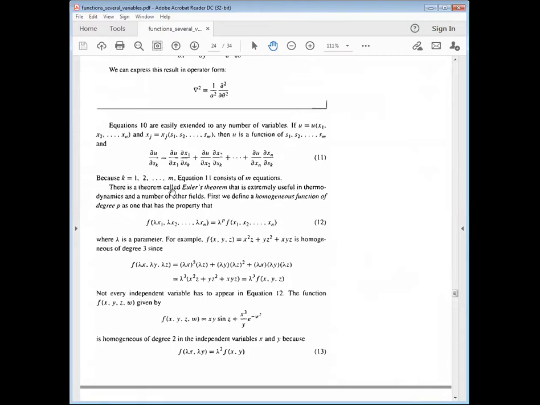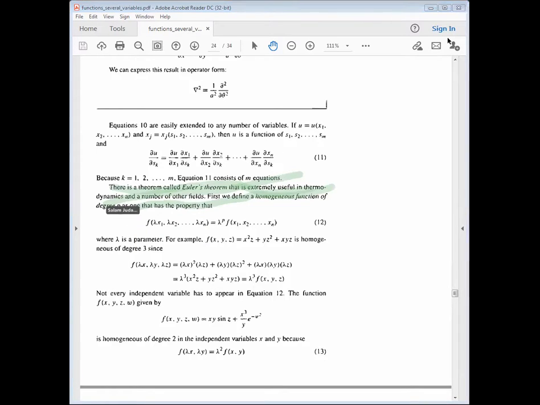There is a theorem called Euler's theorem that is extremely useful in thermodynamics and a number of other fields. To discuss Euler's theorem, first let us define a homogeneous function. So a homogeneous function of degree p.